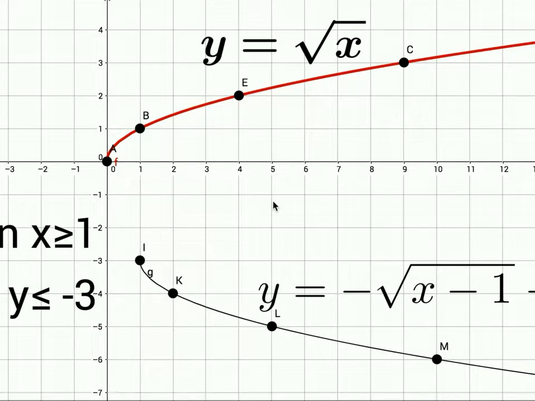How about example number 2? You're given a function f of x equals negative the square root of x minus 1, minus 3. So how would I graph this function? Again, I'm putting the parent function y equals the square root of x up here for you to compare. We have the point of origin 0, 0, go right 1, up 1, right 4, up 2, right 9, up 3.